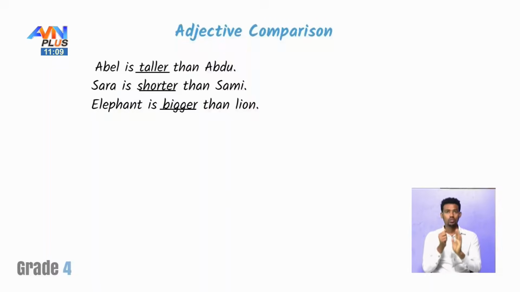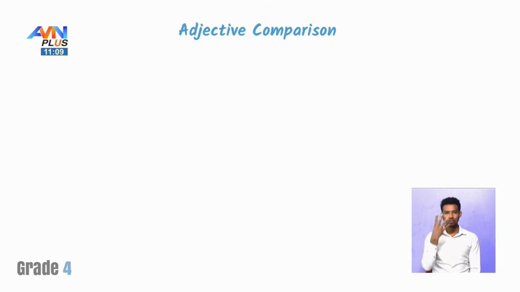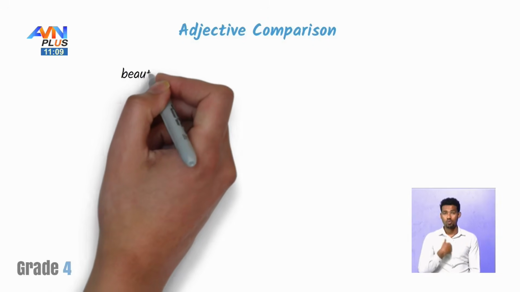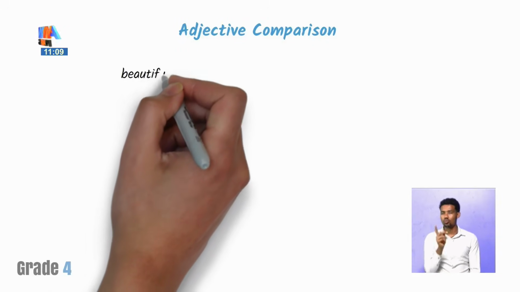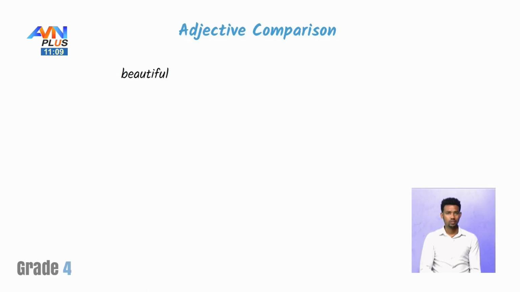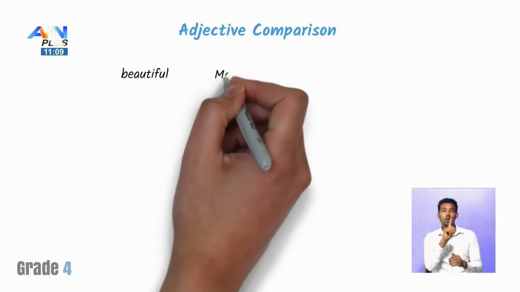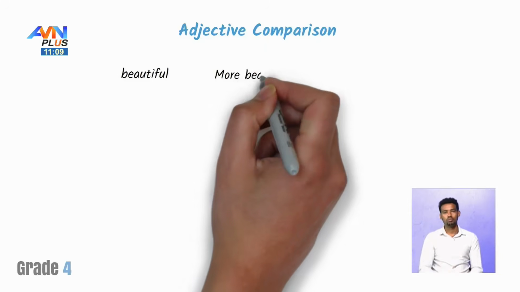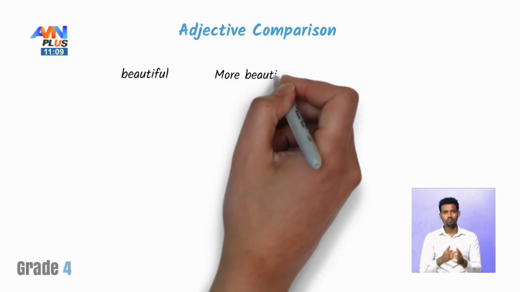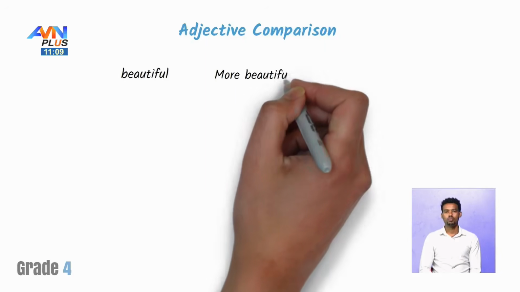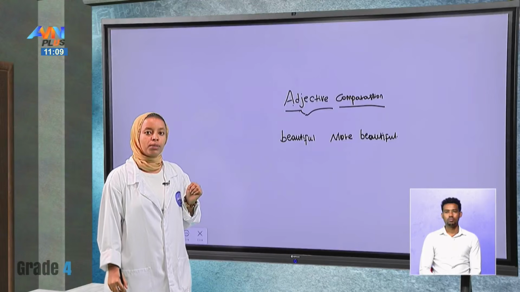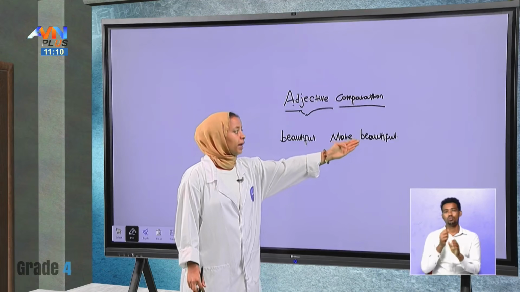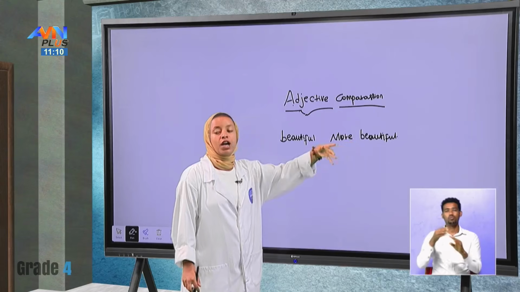For example, beautiful. We are not saying beautifuler, or we are not adding er at the end. So we are going to use what? More beautiful. More beautiful. So this is how we are making it, by adding more before the adjective words.